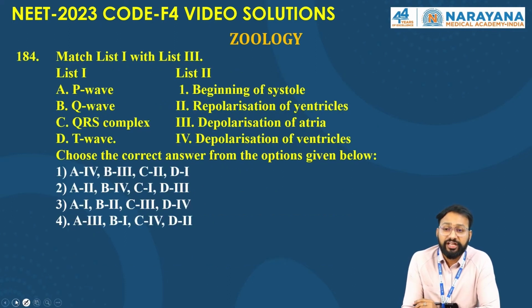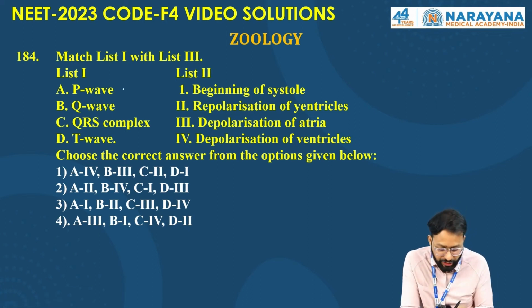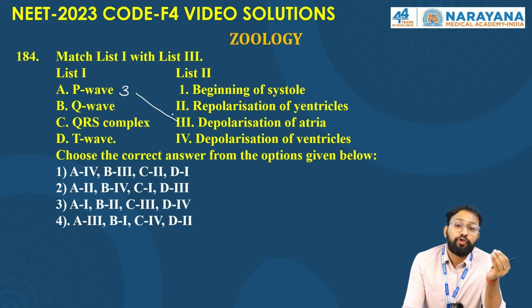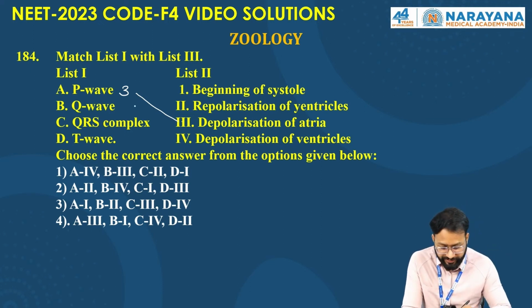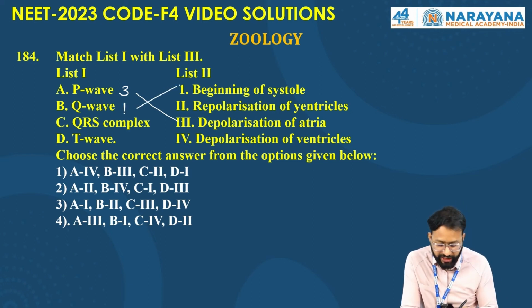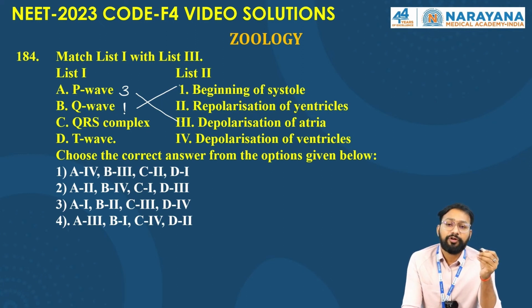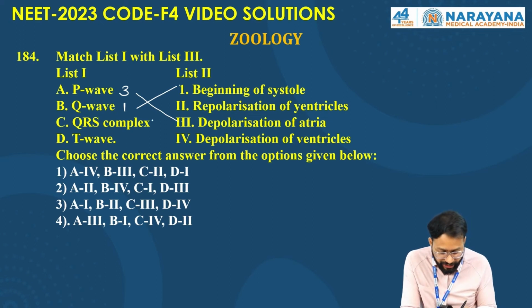Right. Next question, question number 184. It is related to, we can say, the electrocardiogram. In case of an ECG, the P wave, it represents what? It represents the depolarization of atria. Right? And just after the Q wave, it will cause the beginning of systole of whom? Systole of ventricles. Beginning of systole. And the QRS complex, if you see, the QRS wave, it represents depolarization of ventricles. Right? So it should be 4.